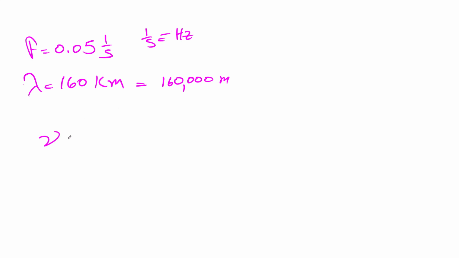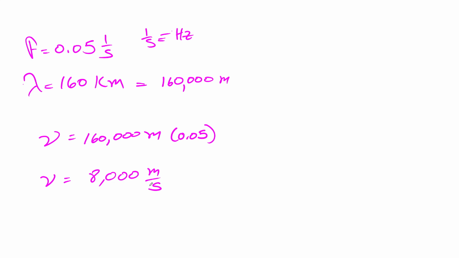So the velocity is equal to the wavelength, 160,000 meters, times 0.05, and then we're going to get the speed in meters per second. If you get your calculator out and multiply, you should get 8,000 meters per second, and that's the speed of the sound in the earth. It's going very fast.